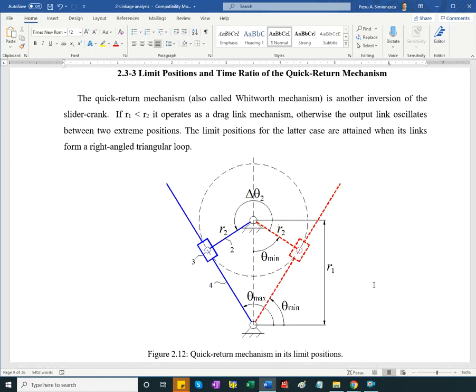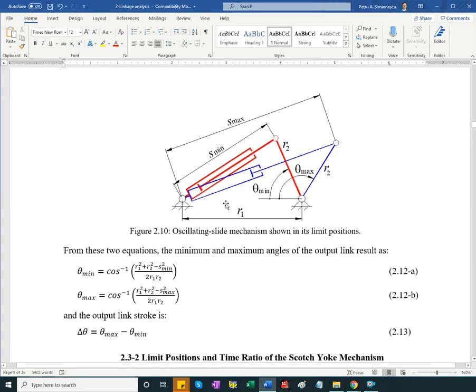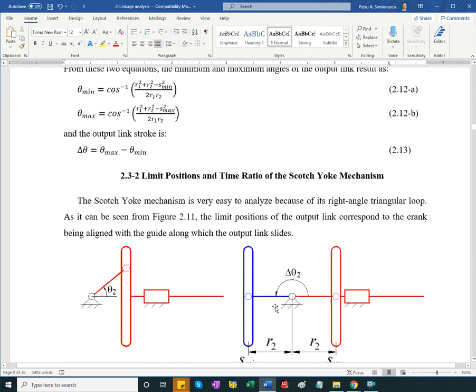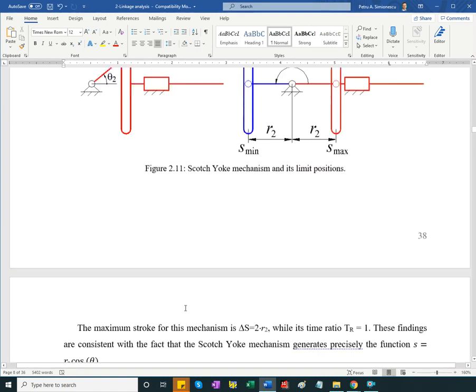The quick return, the one that I was looking for an animated GIF, is an inversion of the slider crank. With crank input, the slider is floating. This one here is also an inversion of the slider crank, but the slider is floating. The Scotch yoke mechanism is a mechanism by itself. It's not an inversion of the slider crank. And again, we can have it as a rotation, pin joint, translation, translation. So we have 2 prismatic joints in a Scotch yoke.